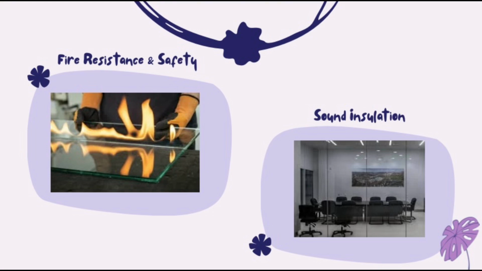Now onto sound isolation. Laminated and double glass are very effective at reducing outside noise. This makes them ideal for buildings in noisy urban areas, providing a more peaceful and comfortable area.